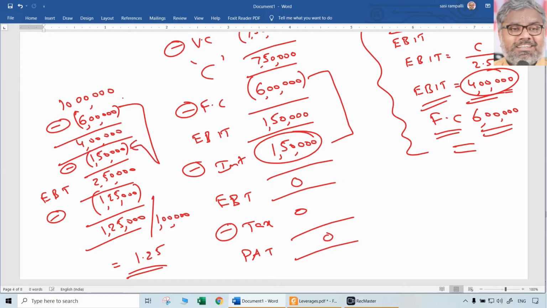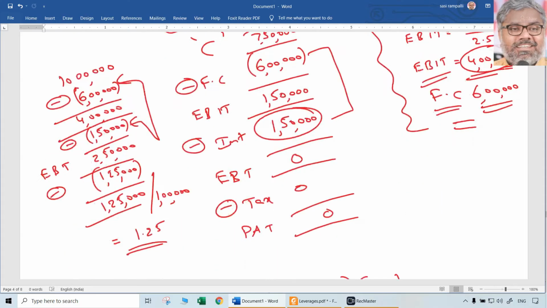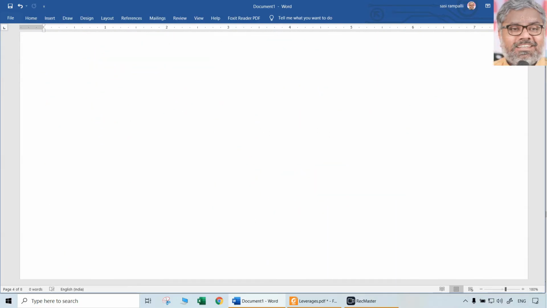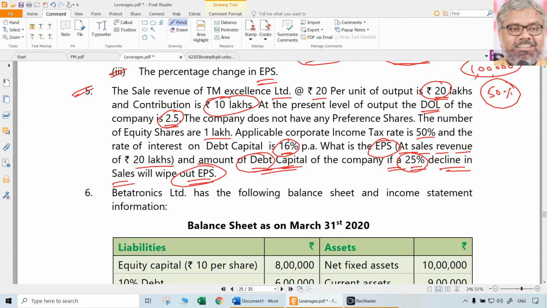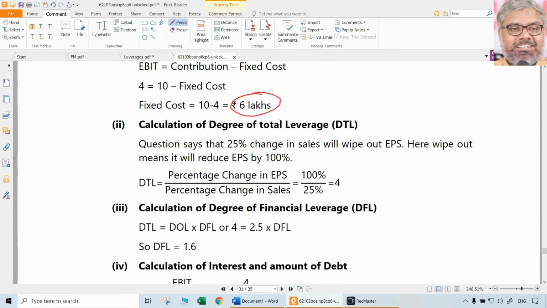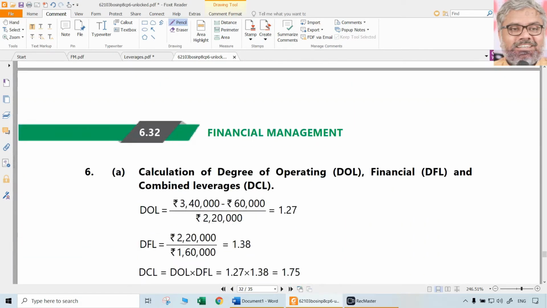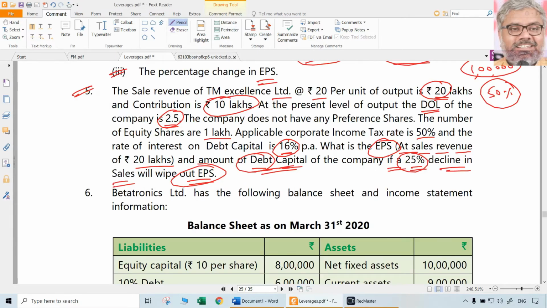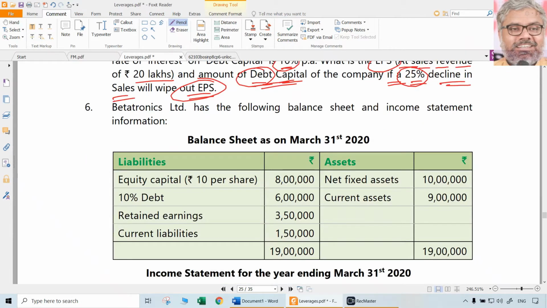One is fixed cost, which is fixed in nature, operating cost. Second one is interest, that is also fixed in nature. 6 lakhs and 1,50,000 won't change. Only the remaining things keep on changing. So keeping that logic, by statement also this can be solved, or even by using formulae as given in the solution also, it can be done. Either way, ultimately the answer should be correct. That is the fifth question.